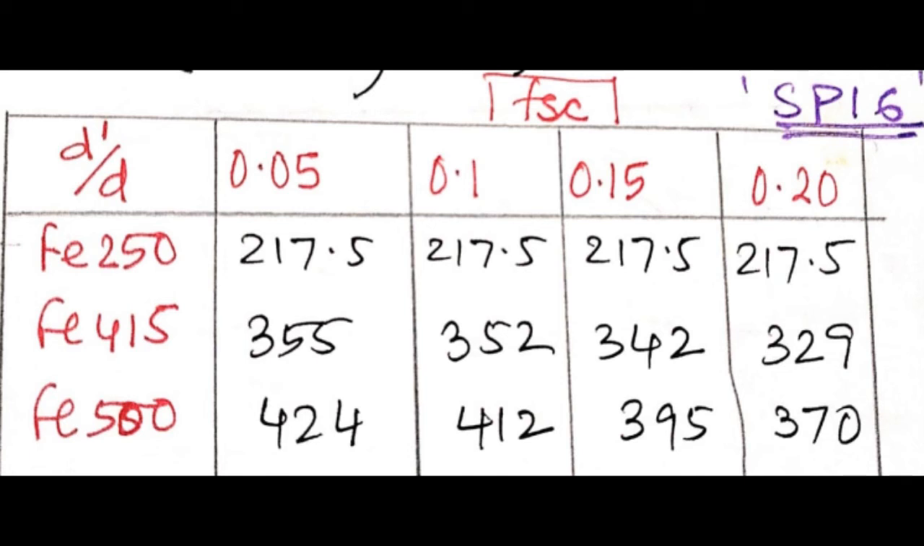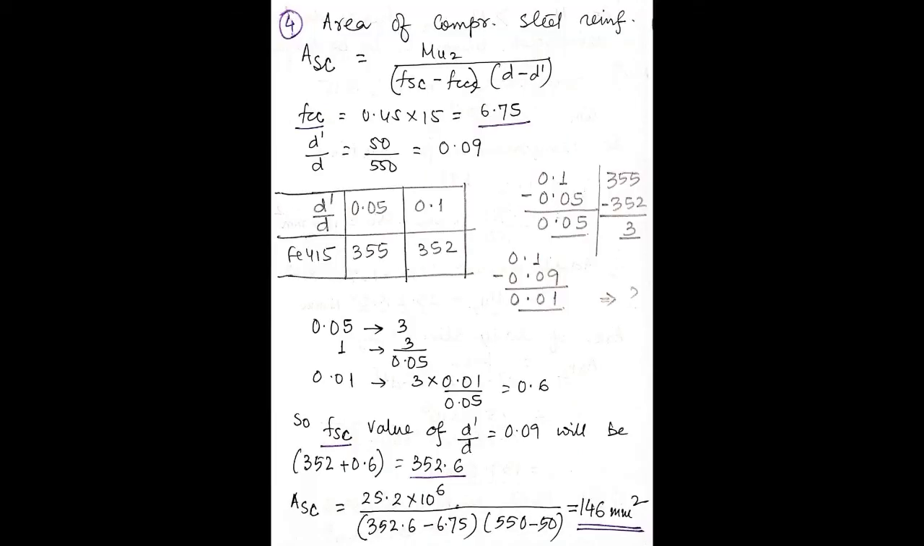How do we do the interpolation? See, from 0.05 to 0.1, the difference is 0.05, that is, 0.1 minus 0.05 is equal to 0.05. What is the change in the value? 355 minus 352, that is 3. Now we have to find the value for 0.09. So what is the difference between 0.1 and 0.09? That is 0.01. So corresponding to it we have to find the value, correct?